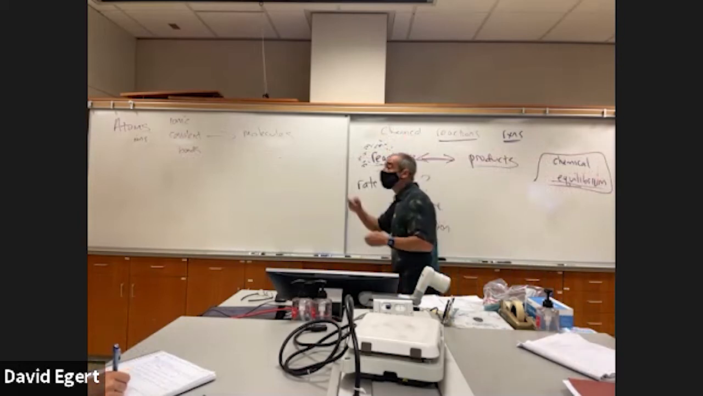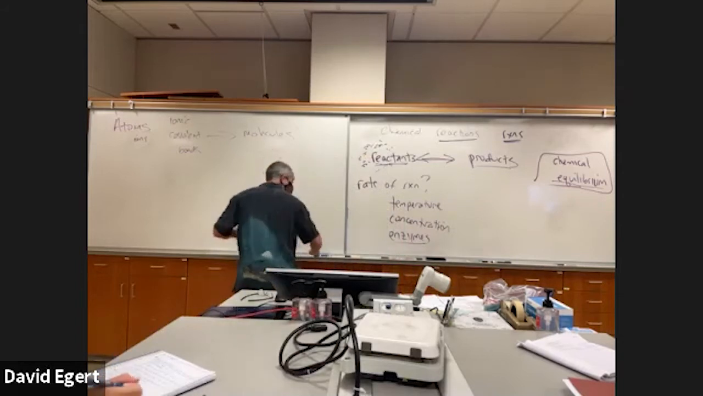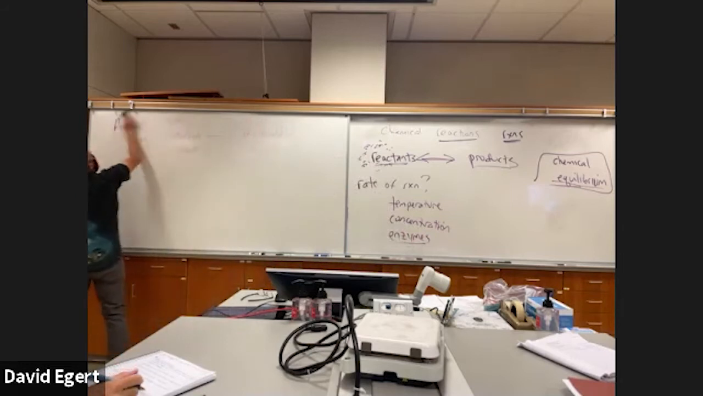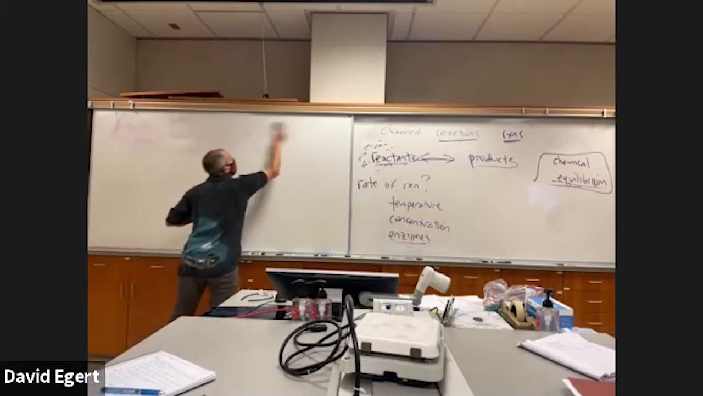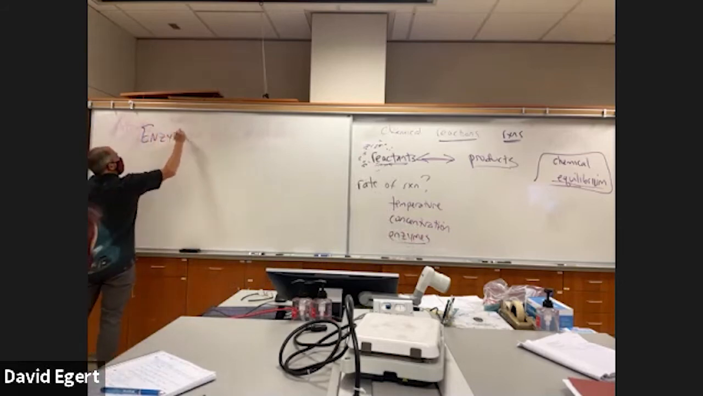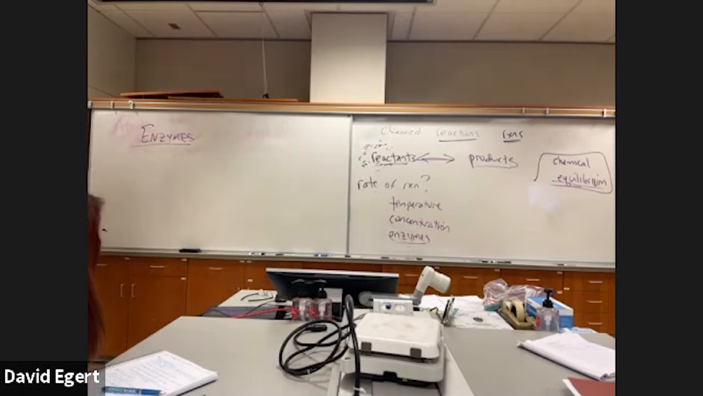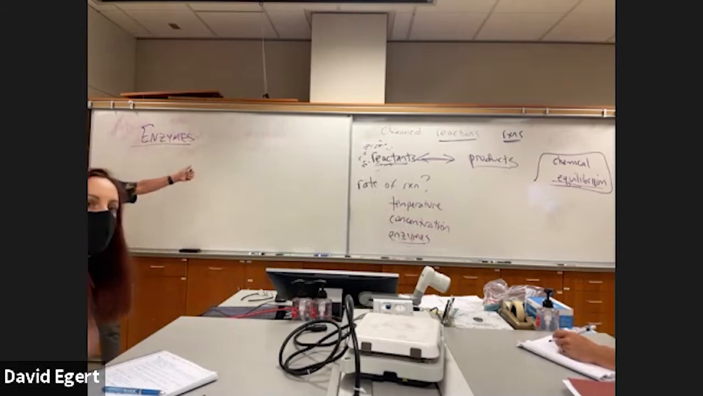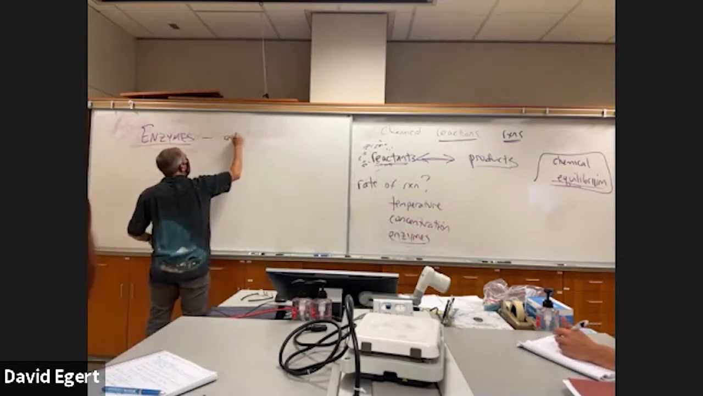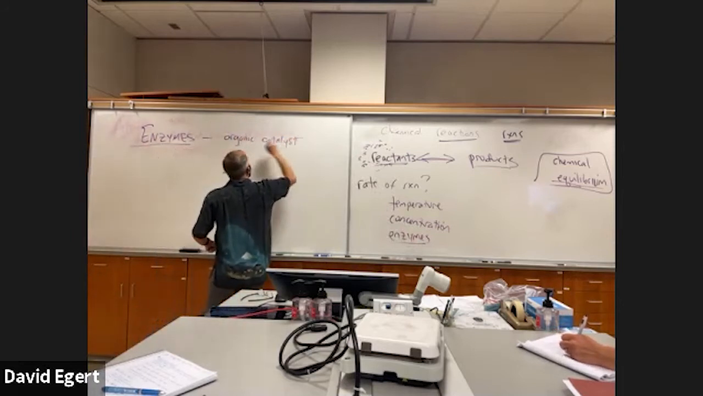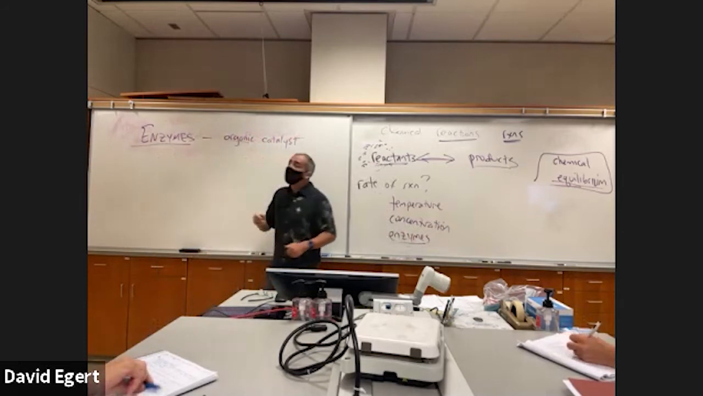This is where we're going to get to the idea of pH and all that. So let's talk about enzymes. What is an enzyme? Yeah, a catalyst, something that speeds up. So it's an organic catalyst. Organic meaning just carbon containing.